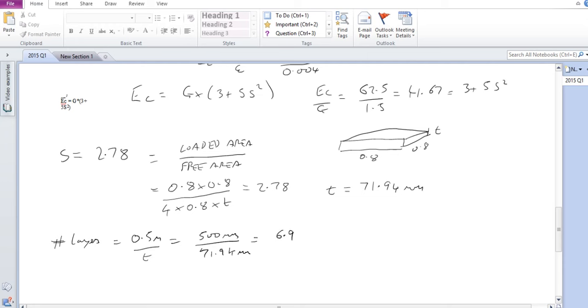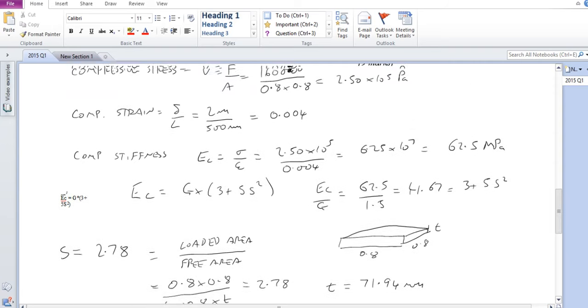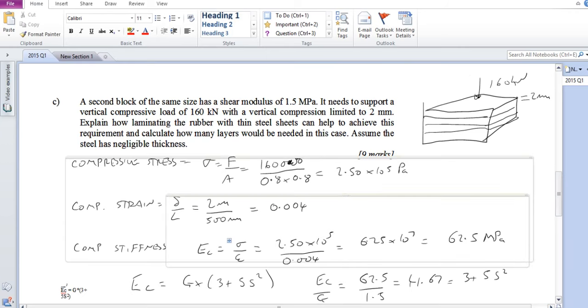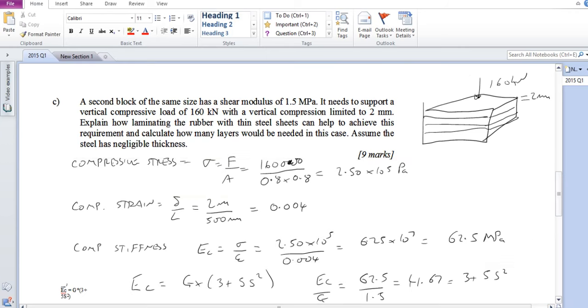Now we obviously can't have a non-integral number of layers, we have to have a whole number of layers. So the question is, do we need 6 or 7? Well, the thing to think about in the question is that it has to have no more than 2 millimeters compression with 160 kilonewtons. So we need a compressive stiffness of at least this value here, 62.5.